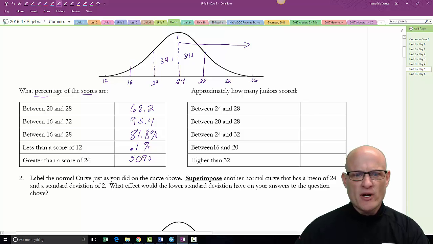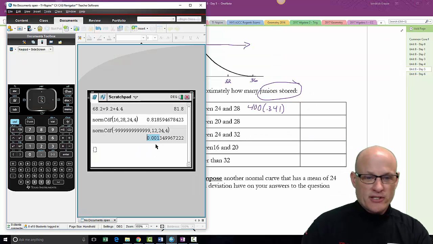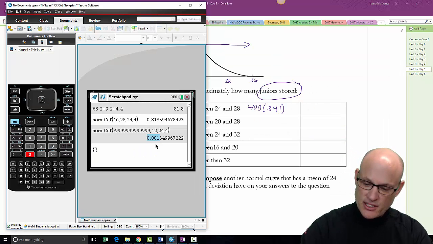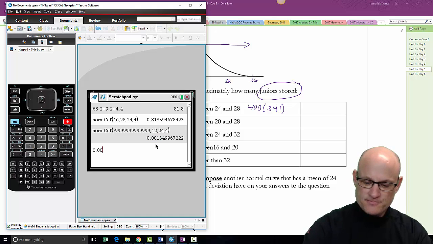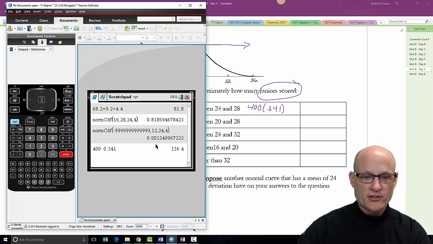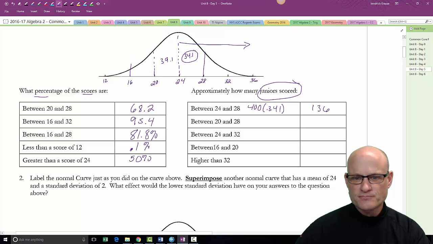All right. So between 24 and 28, that's 34.1%. Now, this is approximately how many juniors scored there. Well, there were 400 juniors, and I'm going to multiply by 0.341. So we'll take our calculator, 400 times 0.341, enter, and I get 136.4, so about 136.